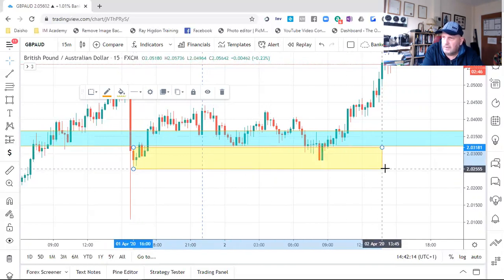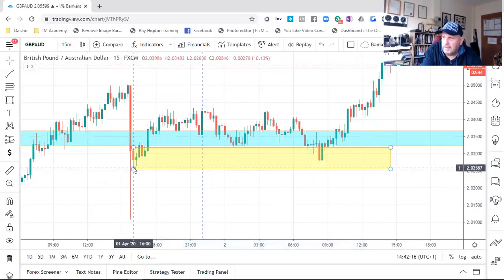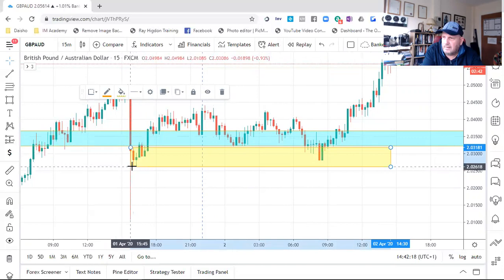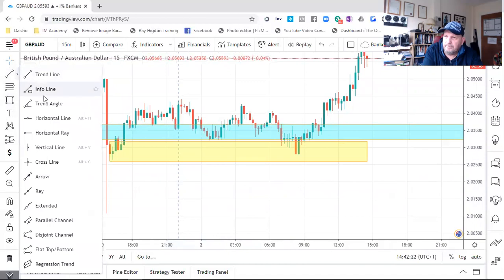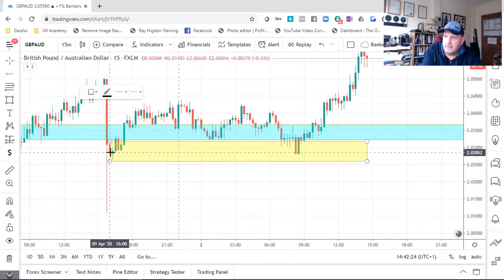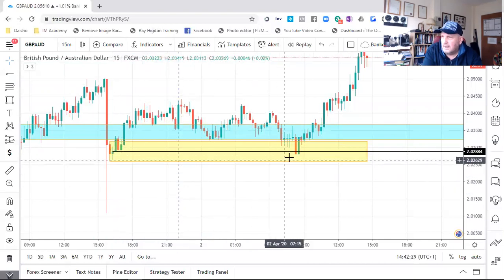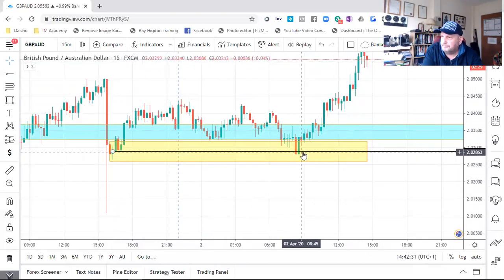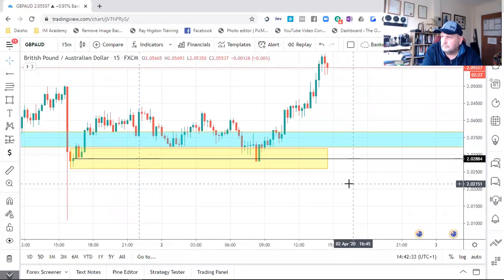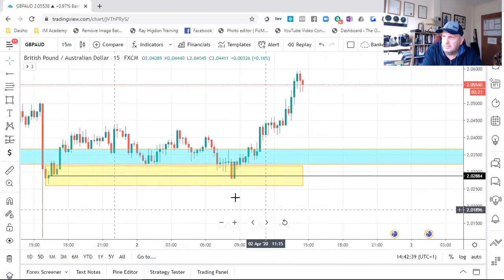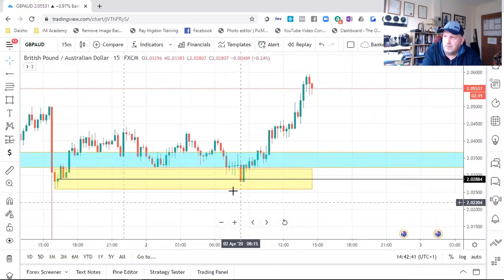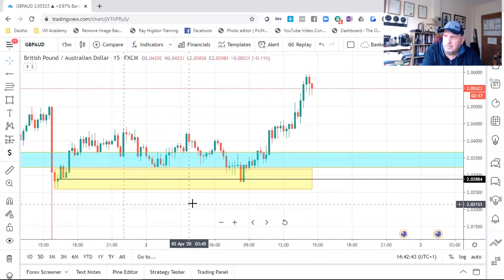If I look at that one now, that particular area there, okay, 50% of that horizontal ray, we'll put that on 50% there. That would have been my entry point, and my stop loss would have been here. Okay, so that's basically where I got in this morning, and I've written this up and down here.